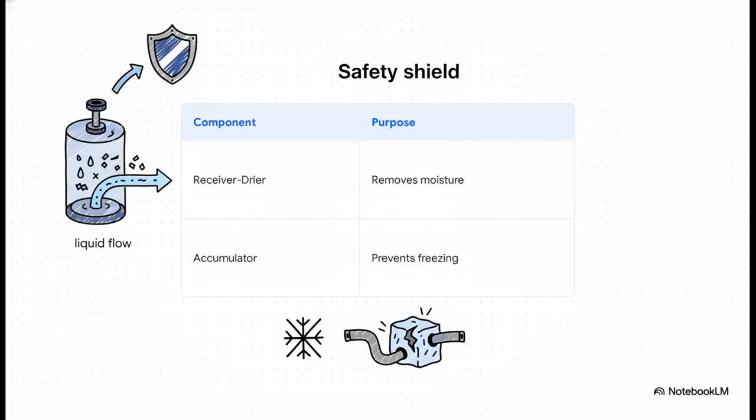Think of this little canister as your system's safety shield and filter. Its entire purpose is to strip out any trace amounts of moisture or physical debris from the liquid refrigerant. Why is that so crucial? Because if any water is left inside an AC system, the upcoming freezing temperatures will turn it into solid ice. That internal ice buildup would completely block the flow and literally destroy your mechanical components from the inside out.